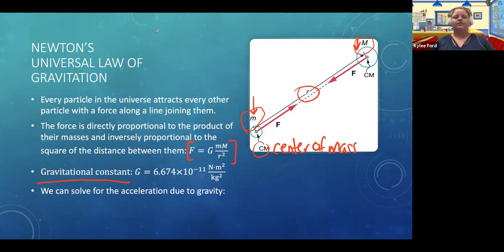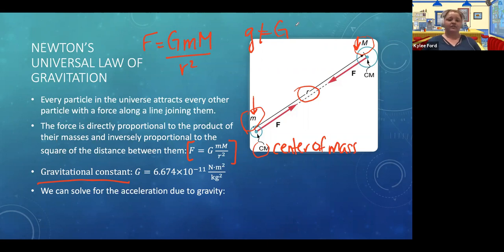So this force equals my gravitational constant times a little m, or little mass, times a large mass over my radius squared. And this gravitational constant I gave here as 6.674 times 10 to the negative 11 Newton meters squared over kilograms squared. So it's just a constant, and this is actually universal. It's not like our own acceleration due to gravity on Earth, little g. So don't confuse that with big G.